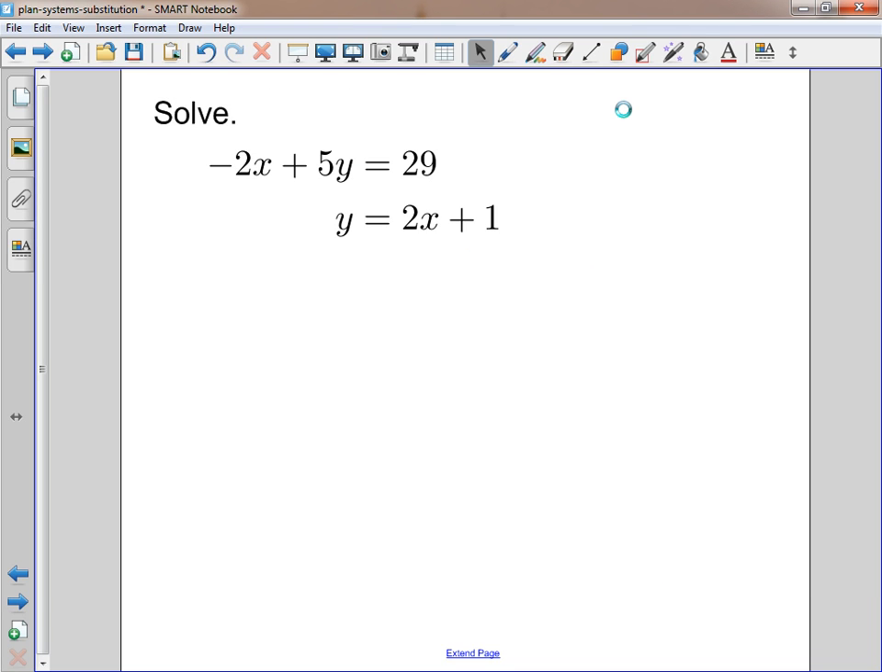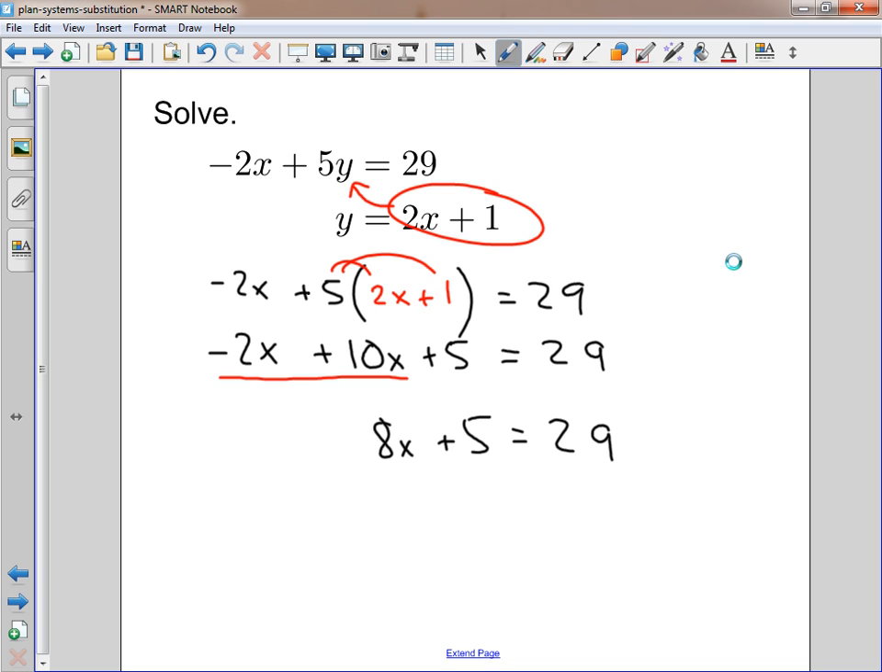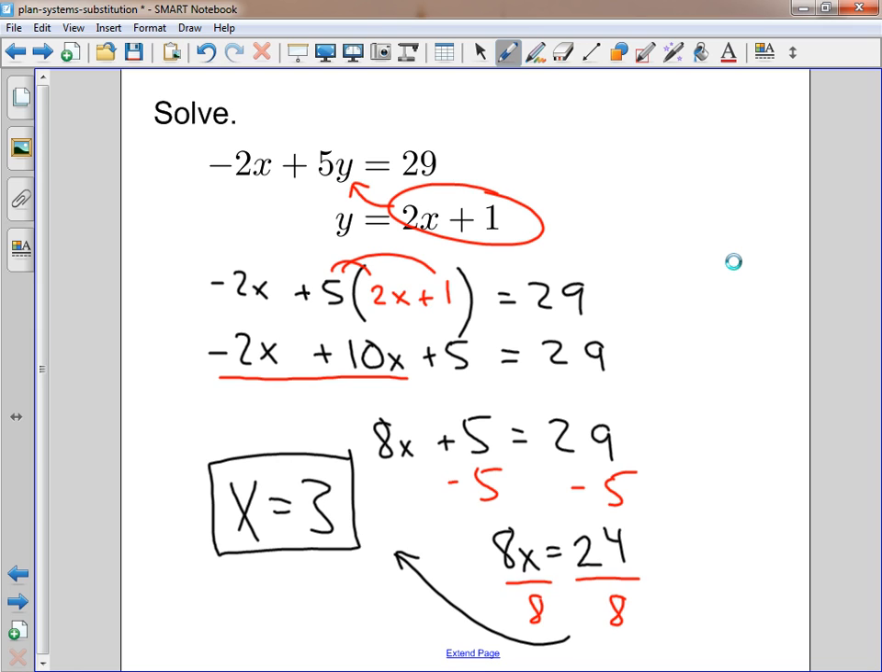To solve the system by substitution will be easy because the first variable has already been solved for. We know that y is already equal to 2x plus 1. Now we can substitute into y in the first equation. Again, this gives an equation that only has x's in it, so we can distribute and solve for x.